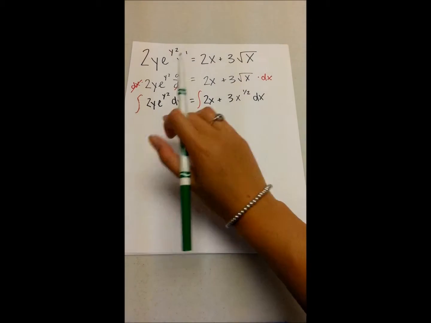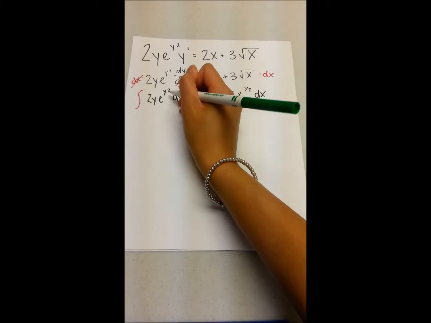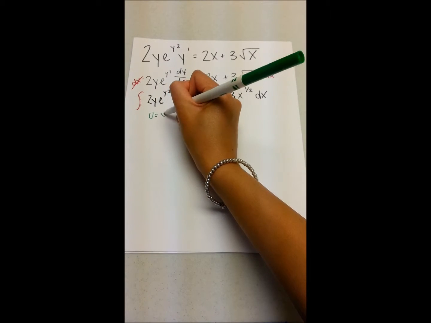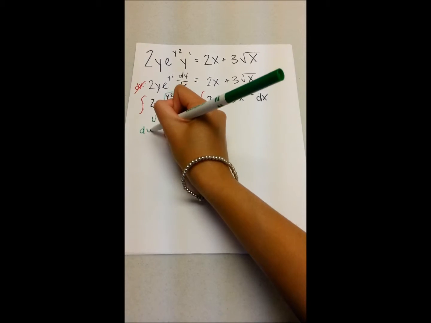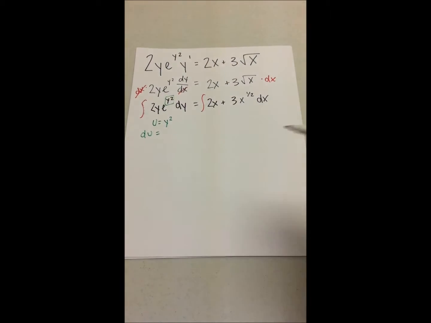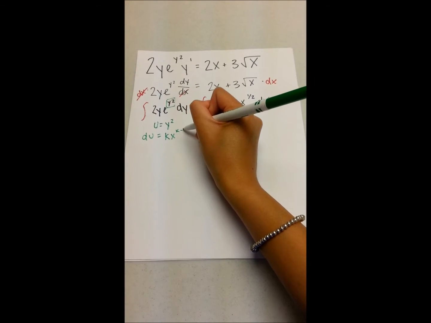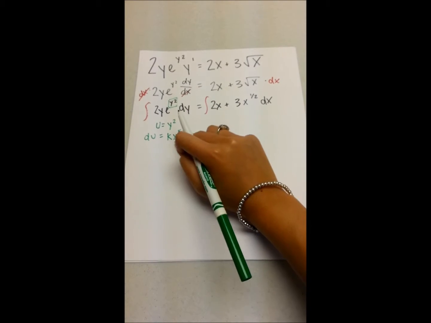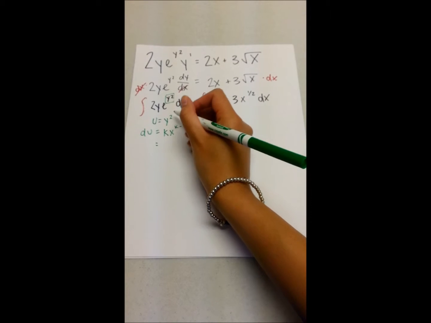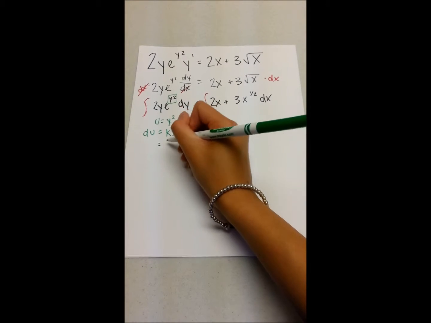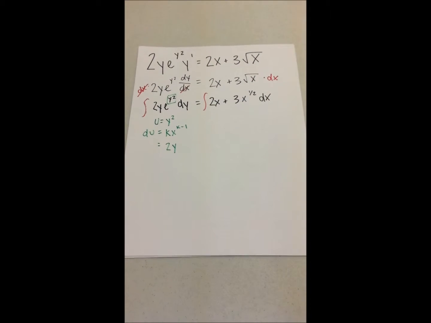Now this side is just going to be a simple u substitution. So we'll have u equals y squared. To differentiate that, we just use the power rule, which is kx to the k minus 1, where k is the constant and x is the variable. So for y squared, we bring the 2 down, so 2y. 2 minus 1 is just 1, so we can leave it at that.